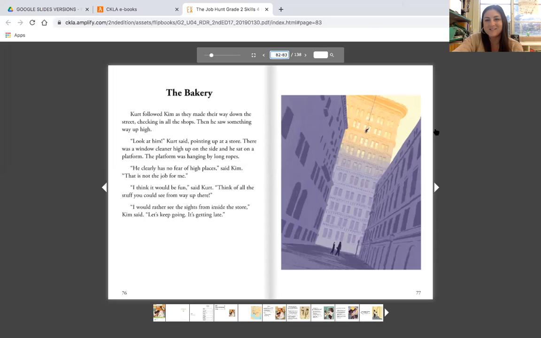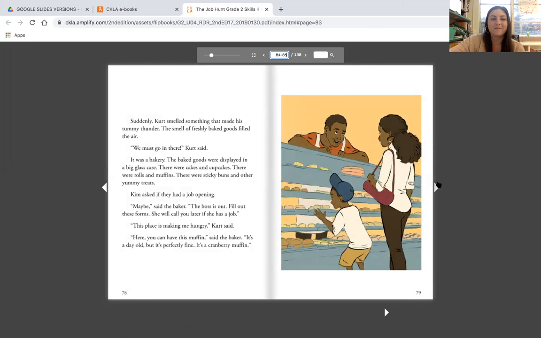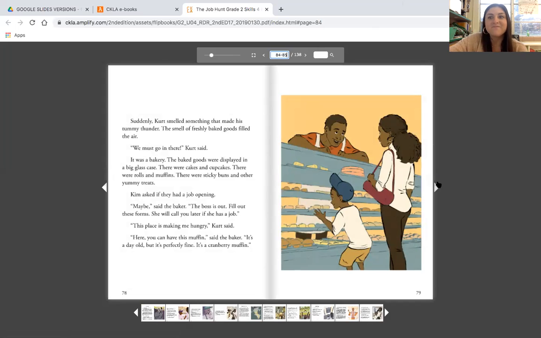All right, so do you see with your picture clue the window cleaner? Flip the page. Suddenly, Kurt smelled something that made his tummy thunder. The smell of freshly baked goods filled the air. "We must go in there," Kurt said.